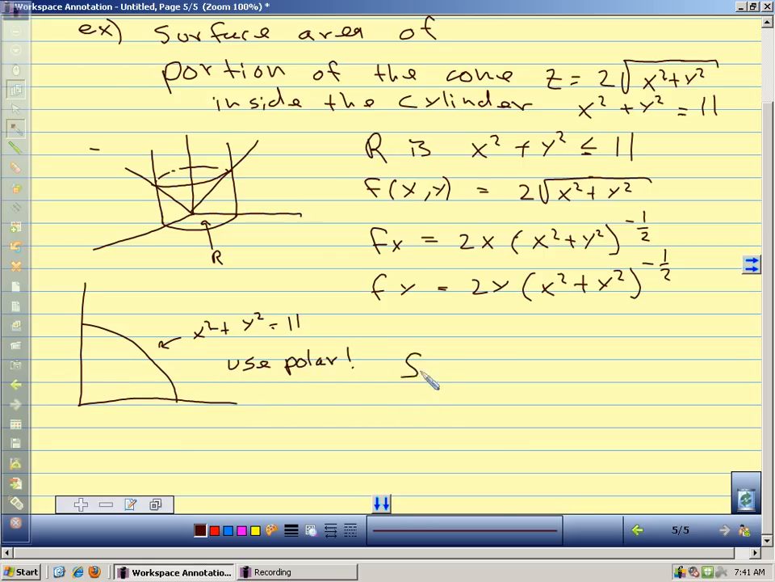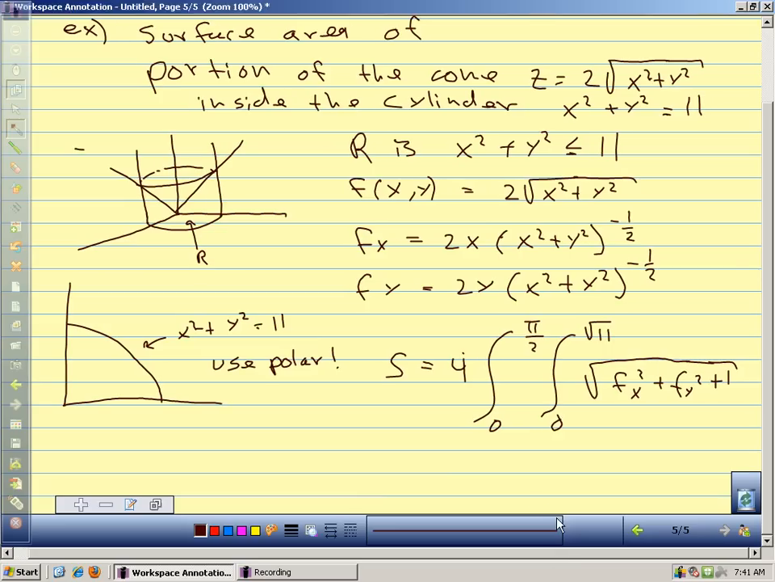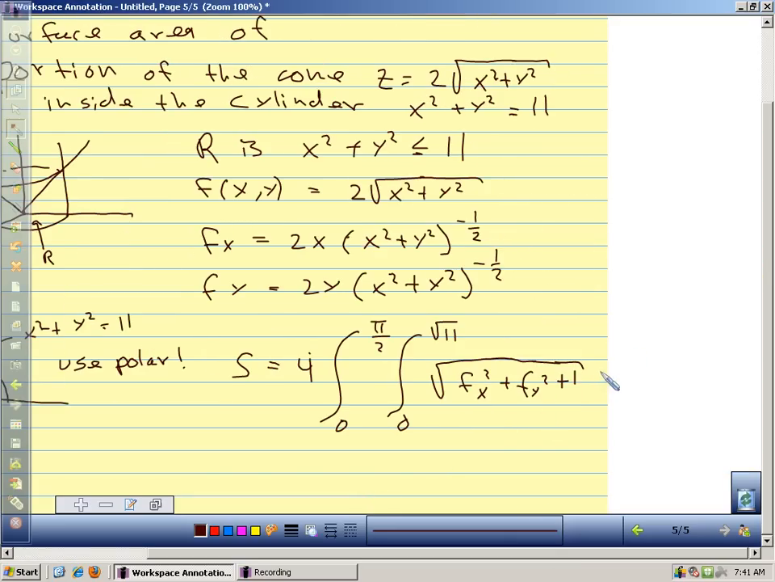So our surface area is going to be 4 times the integral. This is a quarter of the region. 0 to pi over 2, 0 to square root of 11 for a radius, of the square root of f sub x squared plus f sub y squared plus 1. And our area element in polar coordinates is r dr d theta.